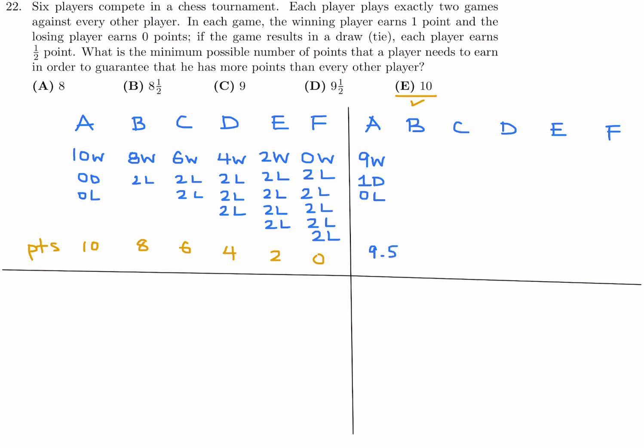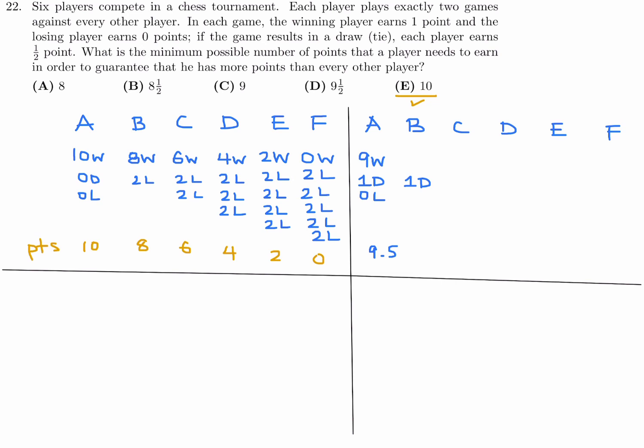Now we have to start thinking about all the other players. Okay, well, if we distribute the draw to the very next player, right, because if he drew one game, then he had to tie with another. So that draw has to match with some other player. Let's just say it's with B.